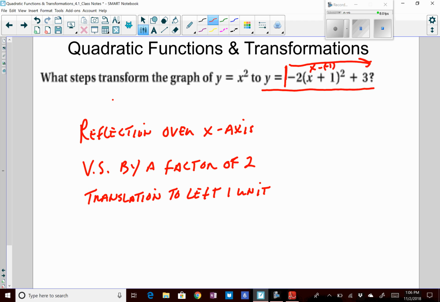And then finally, we see a plus 3 at the end of the equation, and that plus 3 tells us that we have a translation that's moving up 3 units. So that's everything that we see coming out of that equation. So again, the negative is telling us the reflection over the x-axis. The number 2 is telling us we have a vertical stretch by a factor of 2. The x plus 1 tells us that it's translating to the left by 1 unit. And finally, the plus 3 is telling us that the parent function is moving up by 3 units.